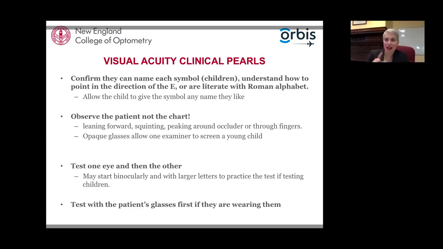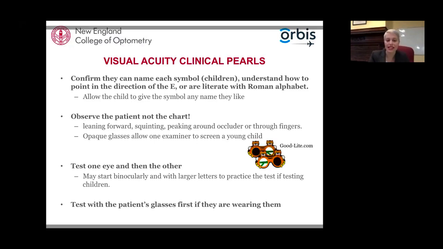They're watching the chart and making sure they're getting all the answers right, and they're missing the patient leaning forward or squinting or peeking around their occluder. So you want to make sure that the patient isn't doing any of that. You can remind them to sit back and relax, to stop squinting, you can replace their occluder. It also maybe gives you an idea about where their limit of visual acuity is.